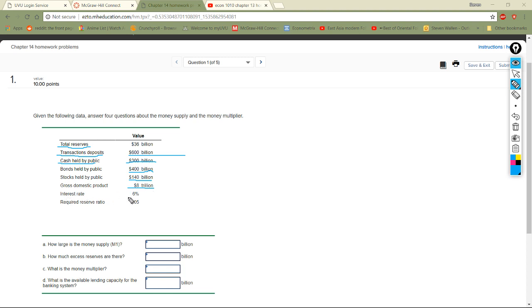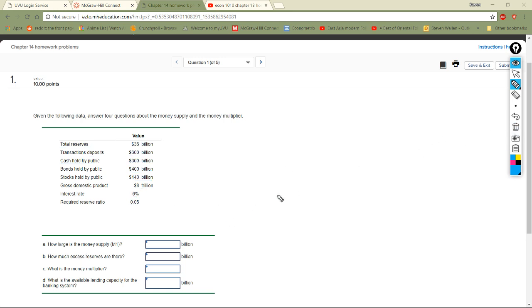Interest rate is at 6%. And then we have a required reserve ratio of 0.05. That's all of our things. Let's take a look and see what questions it has for us.